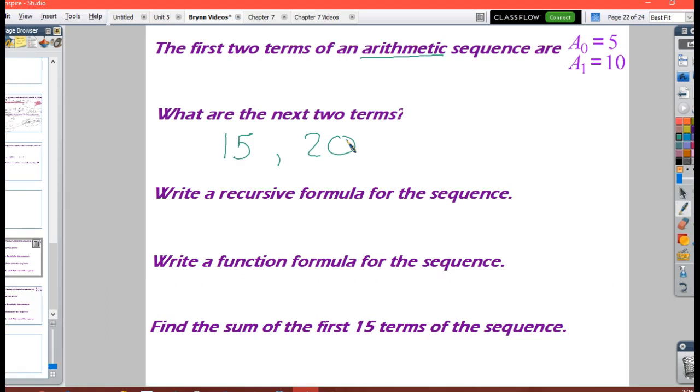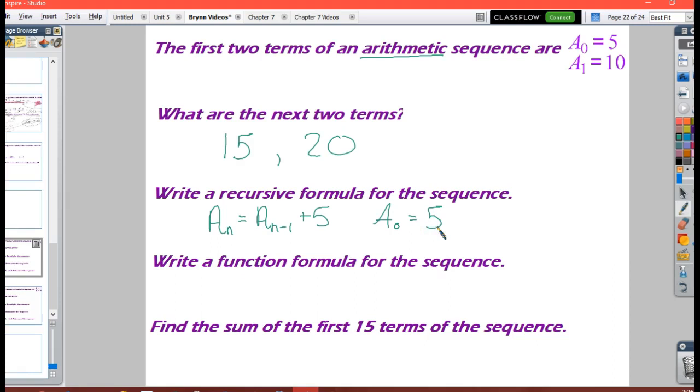Our recursive formula, kind of like the now next, we could say a sub n equals the last term, a sub n minus 1, plus 5. Always important on recursive formulas to give your original value, where a sub 0 here is 5.